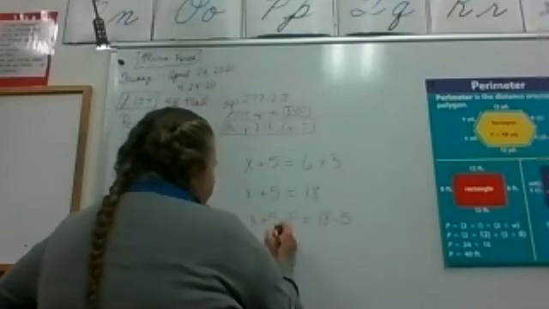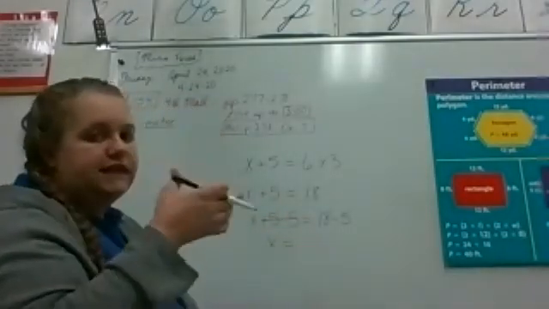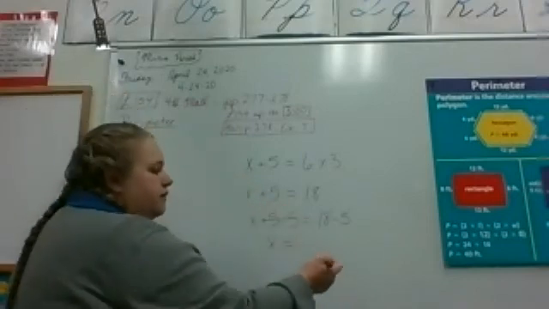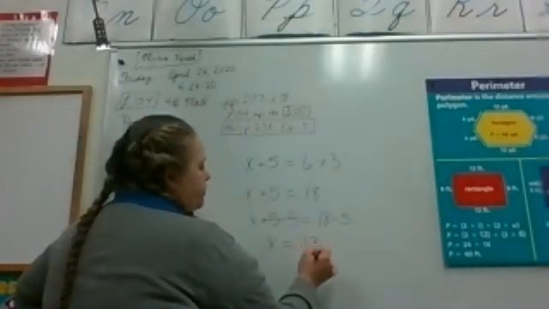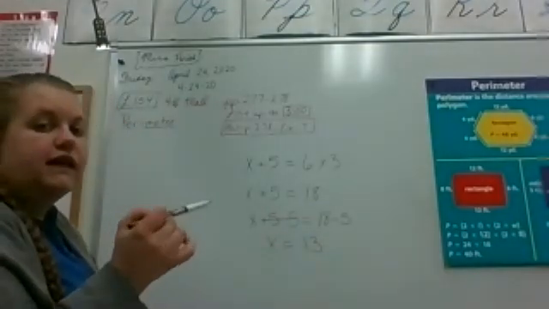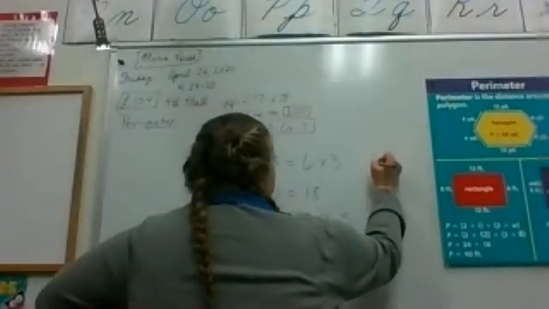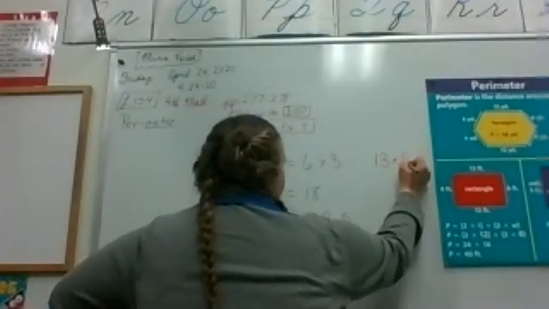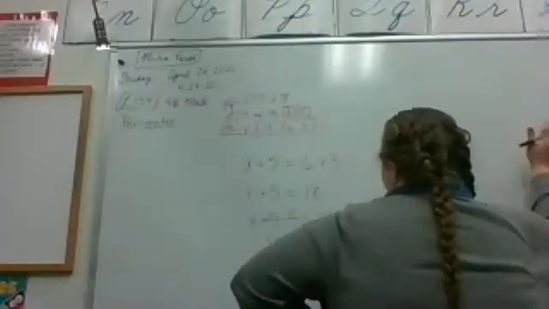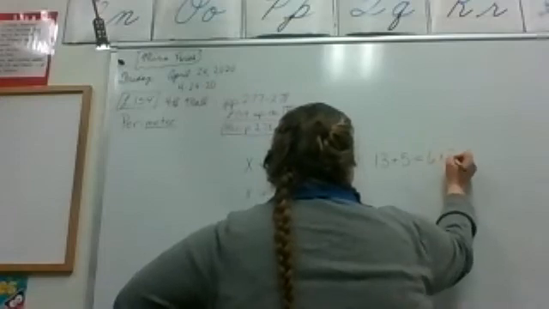So we have x by itself because that cancels out, so we have equals. 18 minus 5 is what? 13, okay? So x equals 13 is what we have. Now, we're gonna check this, right? So we're gonna say 13 plus 5 equals 6 times 3.